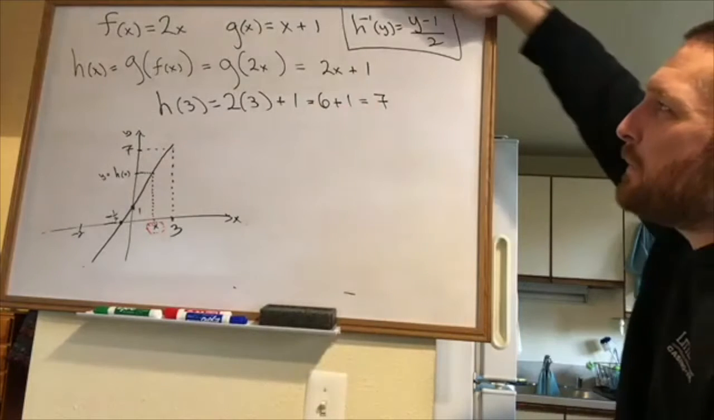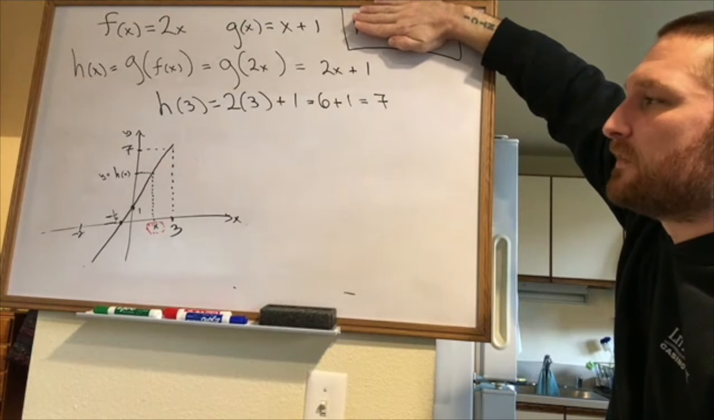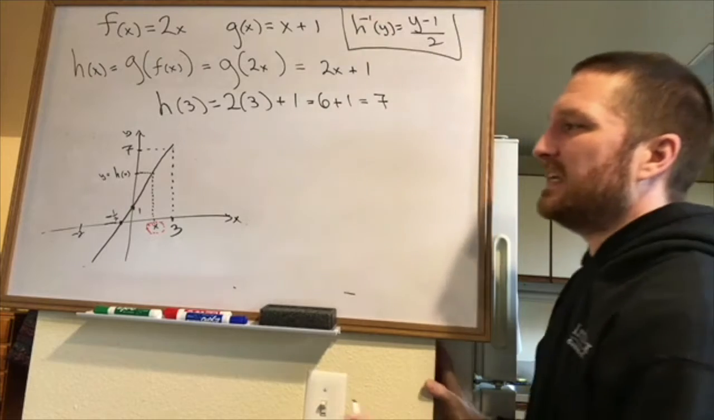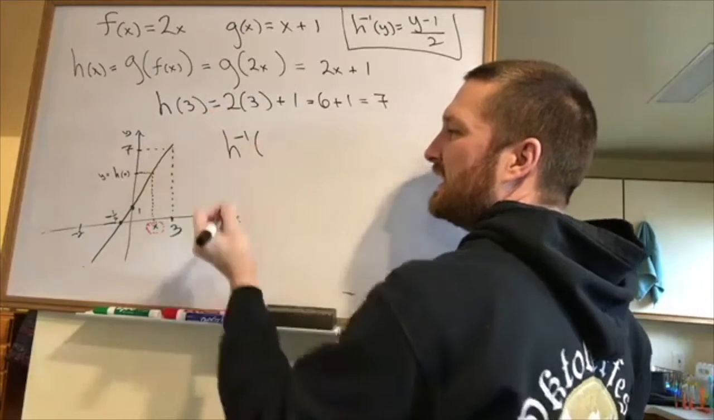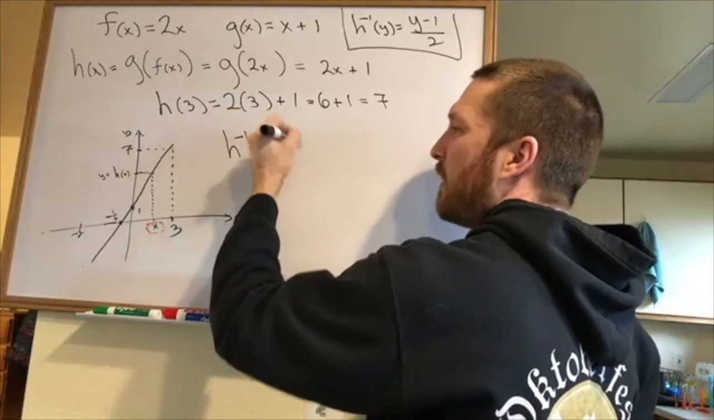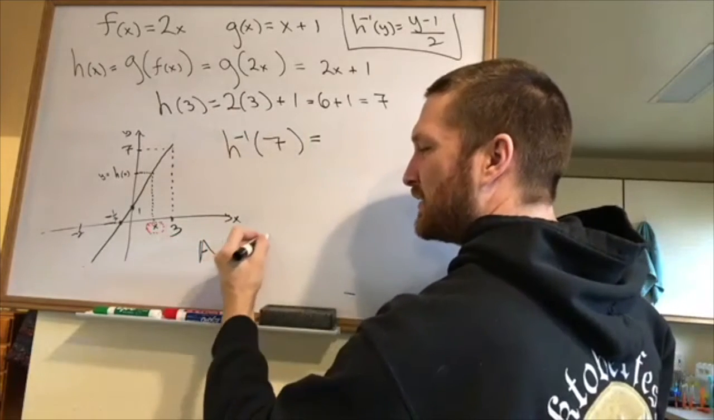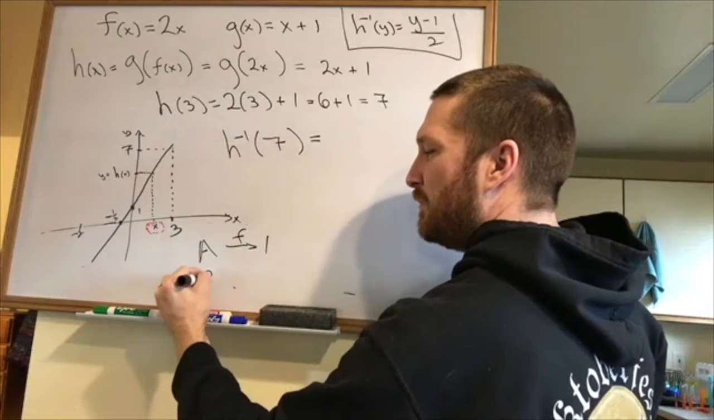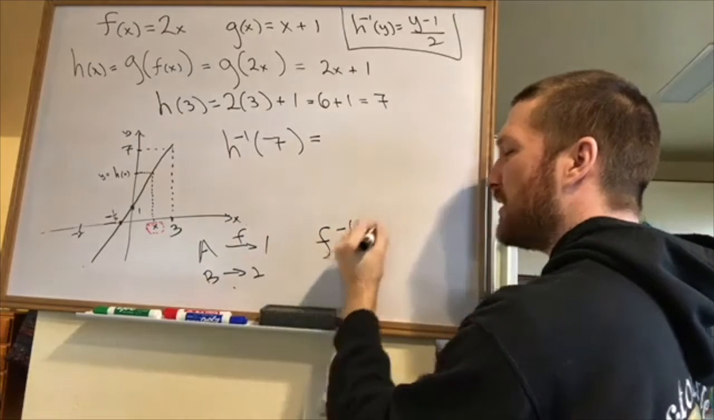Now, without thinking about the actual formula for an inverse, let's think about how we defined inverse in the first place. We said an inverse is the thing that tells you where you came from, right? Remember when we were playing this game, we said A goes to 1. This is our function f. B goes to 2. And I said, what's f inverse of 3?